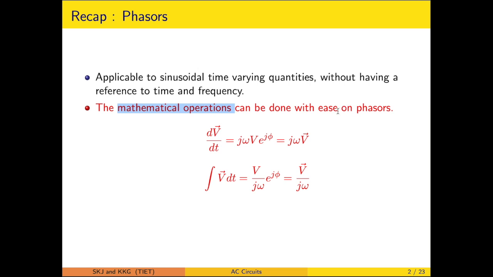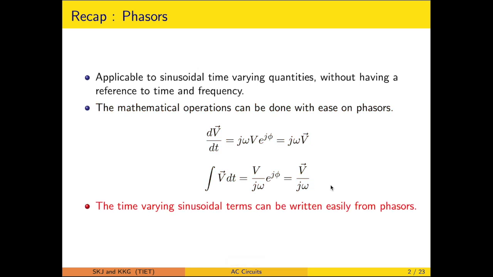However, the important operations to be used frequently are the derivative of a phasor and the integral of a phasor. So the derivative of a phasor is equivalent to the phasor getting multiplied by j omega, whereas the integral is equivalent to the original phasor getting divided by j omega. After carrying out the analysis with the phasors, we can easily write the time varying sinusoidal term for the quantities which are of interest.